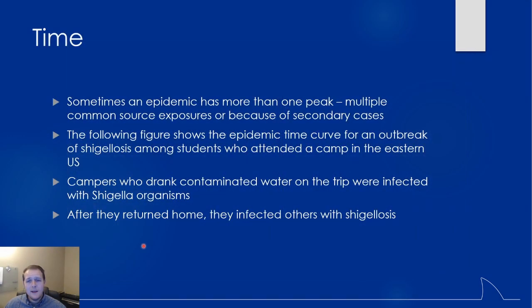Sometimes you'll see that an epidemic has more than one peak. For instance, if you have multiple common source exposures, or because of secondary cases where they're spreading it to someone else. And so those curves are really helpful for helping us to determine that.